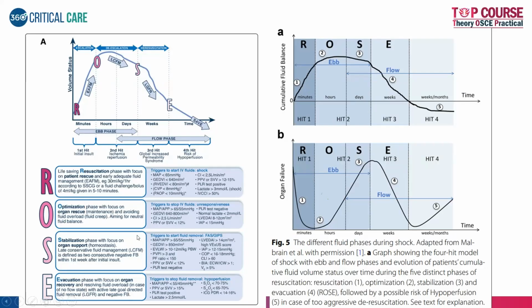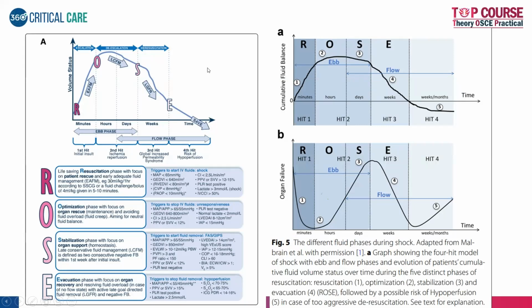Next, we have stabilization, wherein we have late conservative fluid management. And finally, we have evacuation, that is late goal directed fluid removal. So these are the four parts of ROSE. Remember, R is between minutes to hours. O is between hours to days. S is days to weeks. And E is after 1 week. So we need to get all of this within 1 week of hospitalization.